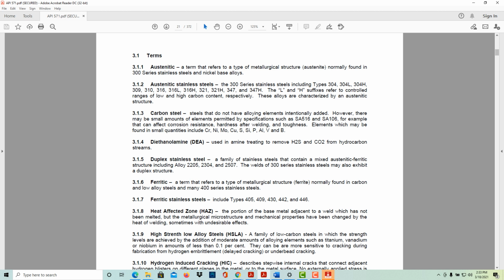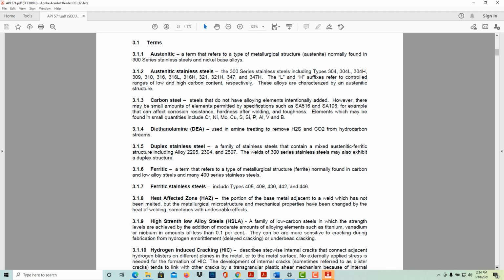DEA, diethanolamine, used in amine treating to remove H2S and CO2 from hydrocarbon streams. Duplex stainless steel, a family of stainless steels that contain a mixed austenitic ferritic structure, including alloy 2205, 2304, and 2507. The welds of 300 series stainless steel may also exhibit a duplex structure.